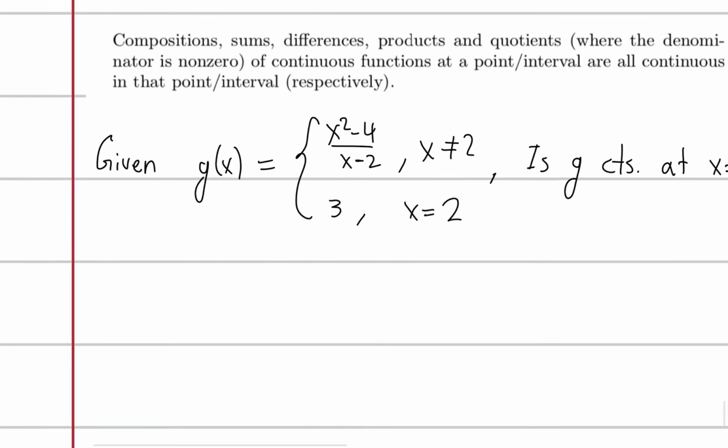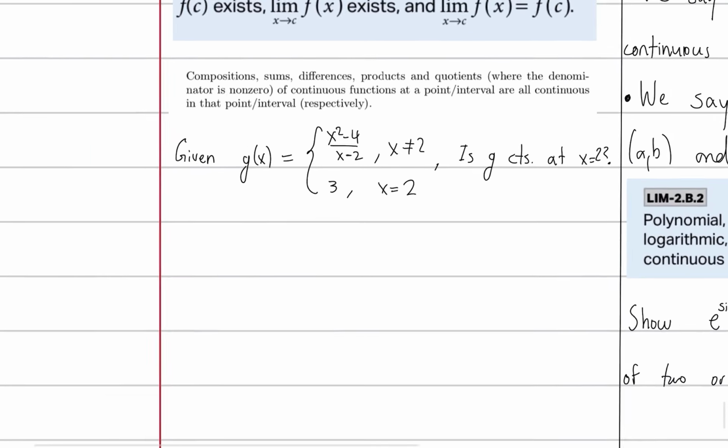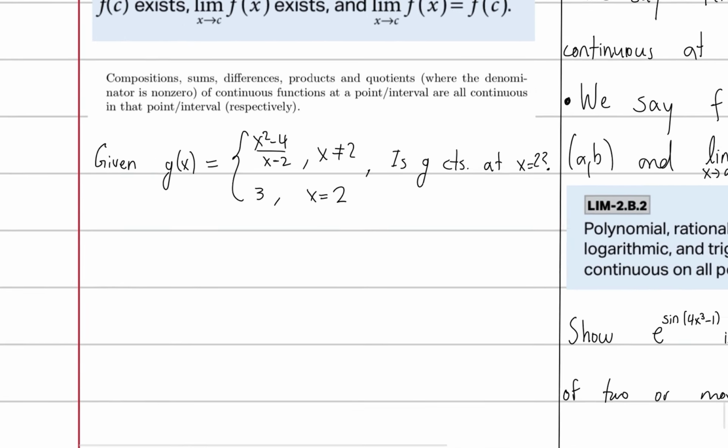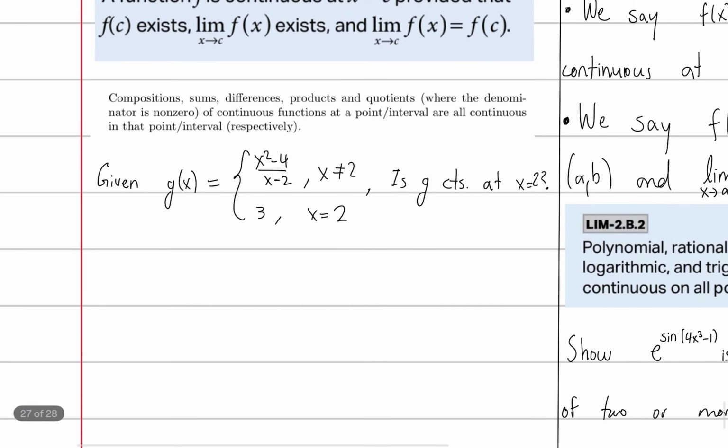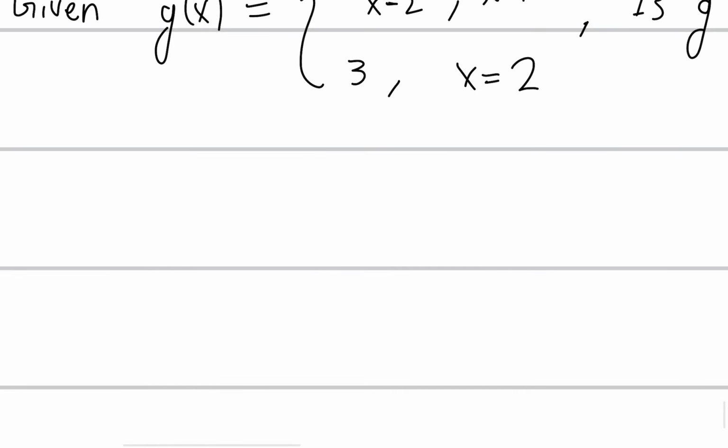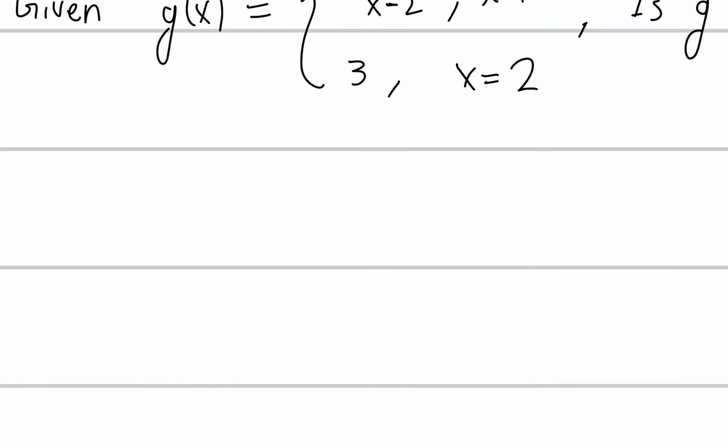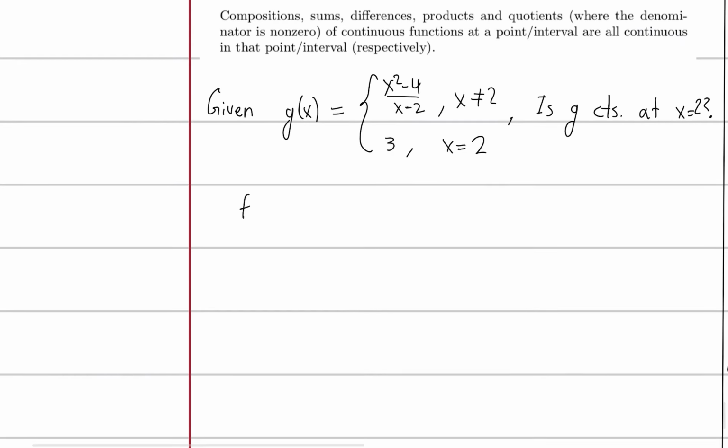So here's an exercise. Given the following function g of x, is g continuous at x equals 2? So we're going to go to our definition of continuity. First, does f of c exist? Well, we're looking at 2, is f of 2 a real number? Yes, okay? We do have x is equal to 2, and that's 3. So f of 2 exists. Perfect. That's the first condition.